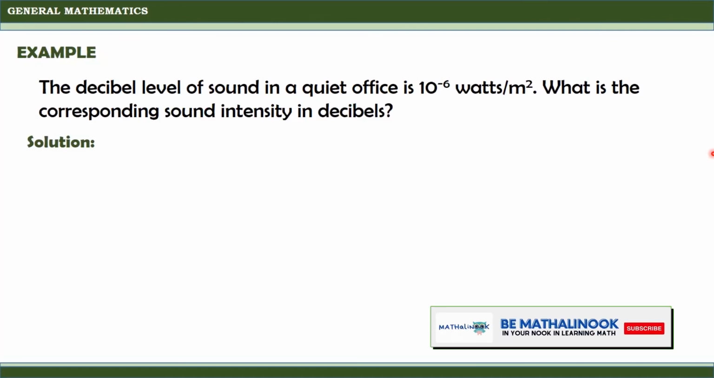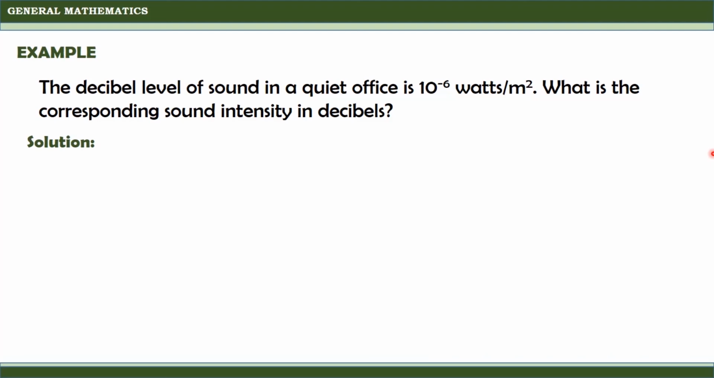The decibel level of sound in a quiet office is 10 raised to negative 6 watts per meter squared. What is the corresponding sound intensity in decibels? From the problem, it was given that the intensity is equal to 10 raised to negative 6 watts per meter squared.